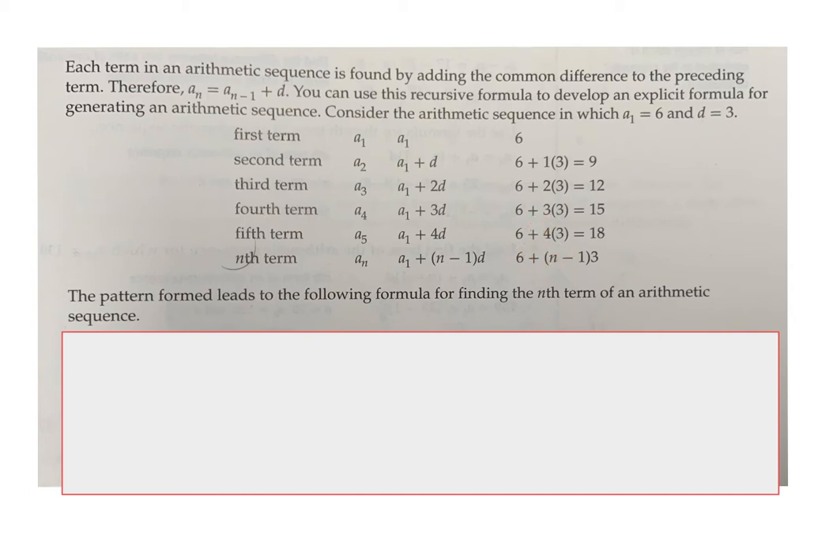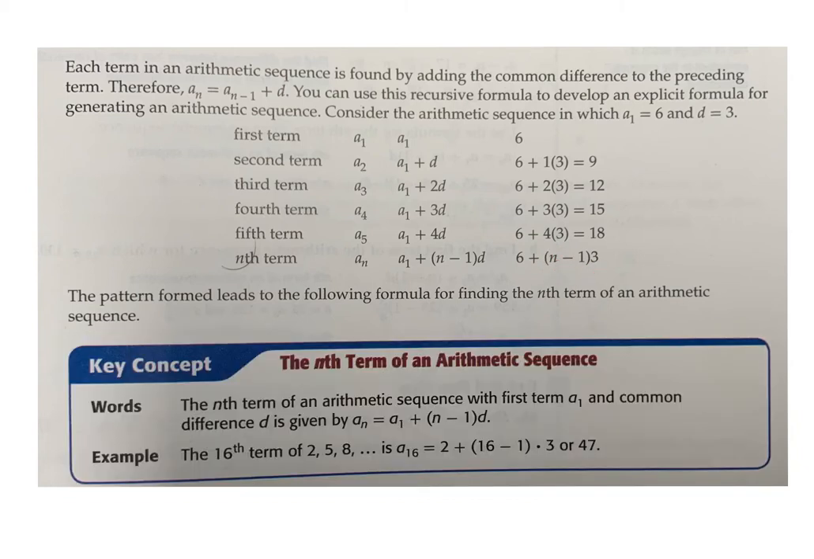And so the pattern here is that the term you're on is always one more than how many times you've added your common difference. And so this is where we get this little guy here. If I'm on my nth term, then I would have 6 plus 1 less than the term that I'm on times 3. And that's where we get that formula for an arithmetic sequence.